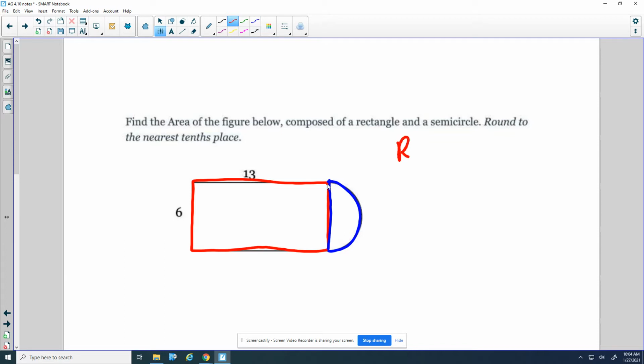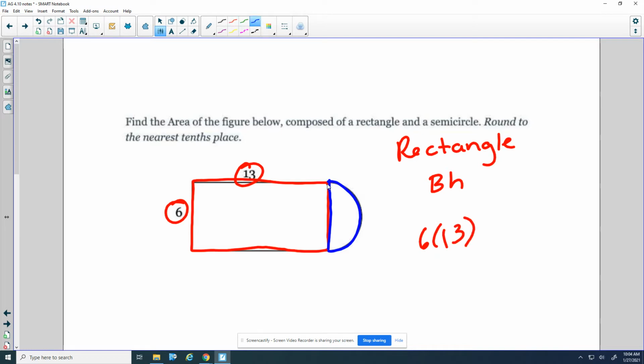So first off, for the rectangle, we have base times height. So my base and my height are 6 and 13. I'm actually going to write down the formula here just because the circle formula is a little bit different. So this is 6 times 13. And then we're adding on half of a circle.